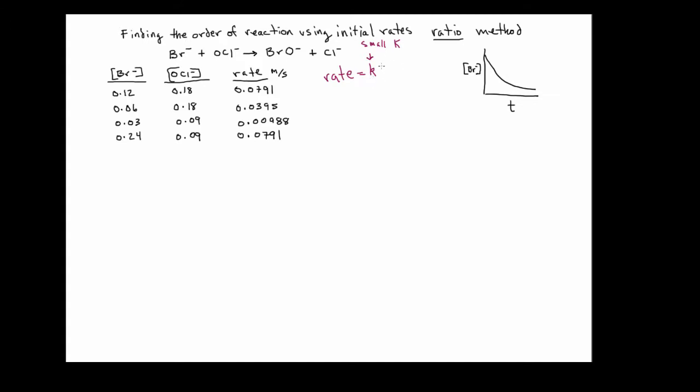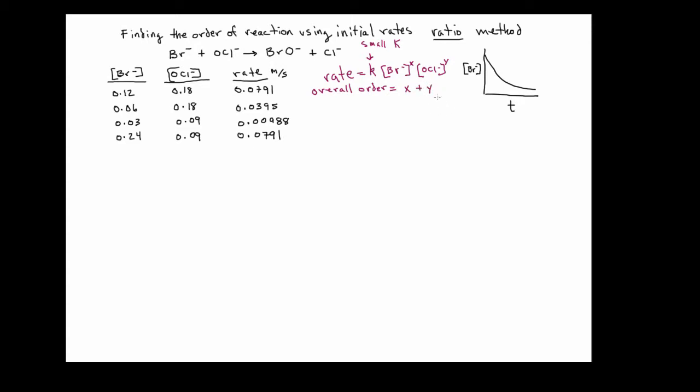So this is a small k. It is a rate constant in a rate law, and then this will be times the concentration of Br minus, and that will be raised to an x power, which is the order of reaction. That's the thing we'll be finding. And then this will be times OCl minus, and we'll raise this concentration to the y power, where x and y are the order of reaction respectively for each of the concentrations. Another concept here that we're going to deal with is called the overall order of reaction, and the overall order will be the sum of x plus y.